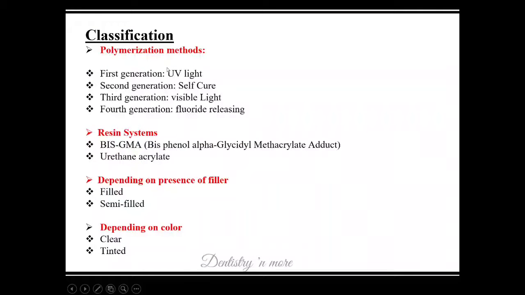And we have classification of pit and fissure sealants. It is not the pit and fissures. Pit and fissures are I type, U type, V type, K type. They are classification of fissures, but this is about the sealants. The most common classification is based on polymerization method, that is first to fourth generation. First generation is based on UV light, then self-cure or chemical one, then the visible light, and fourth generation is fluoride releasing. We have resin system, that is BIS-GMA and urethane acrylate, and depending on the presence of filler, filled and semi-filled, and depending on the color, clear and tinted.